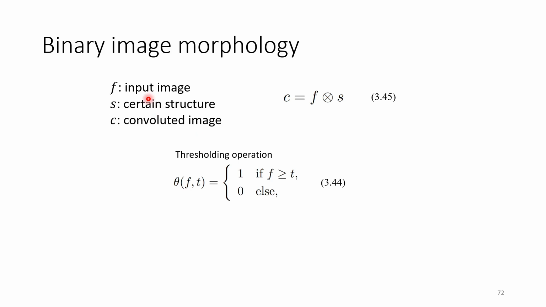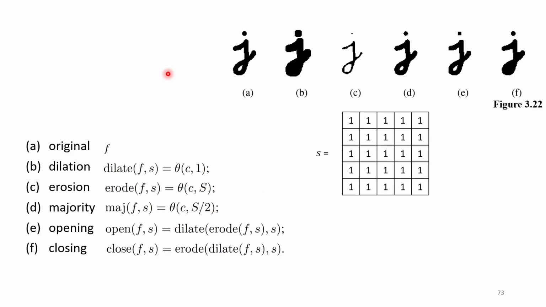And in addition, because this is binary image morphology, therefore the S and the F, both of them are binary images. So let's take a look. Suppose this is the image Z, and this is my structure S. So you can only see the value 1 because it is binary, either 1 or 0.